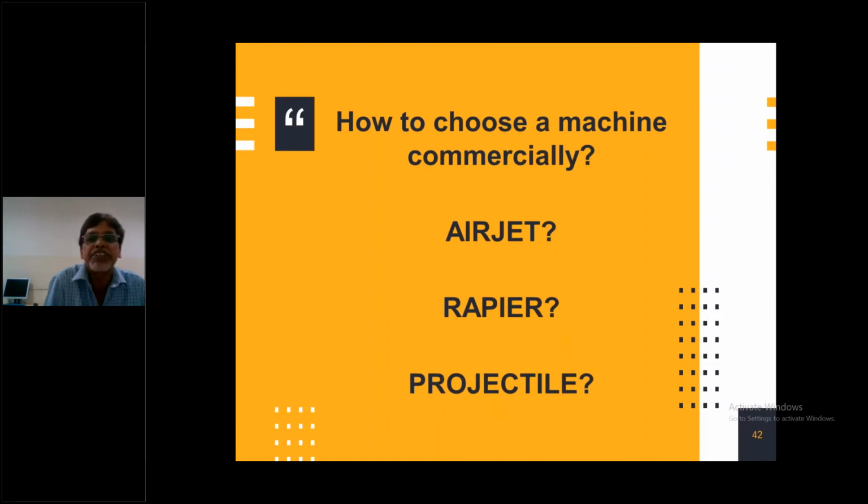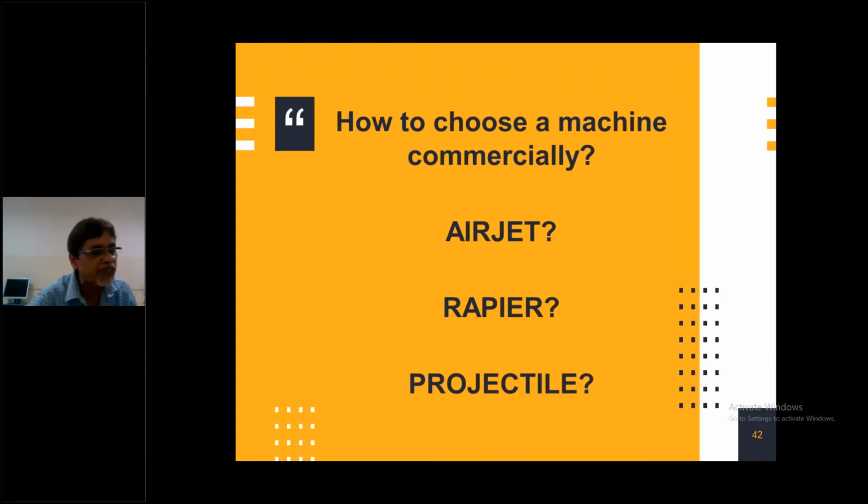How to choose a machine commercially: jet, rapier, projectile. Most of you know this, but even then I will summarize it. For me, I'll go for a jet. If you want to produce printed fabric in bulk, a huge amount, and with minimum design variation wanted, then definitely the best machine nowadays is your jet.